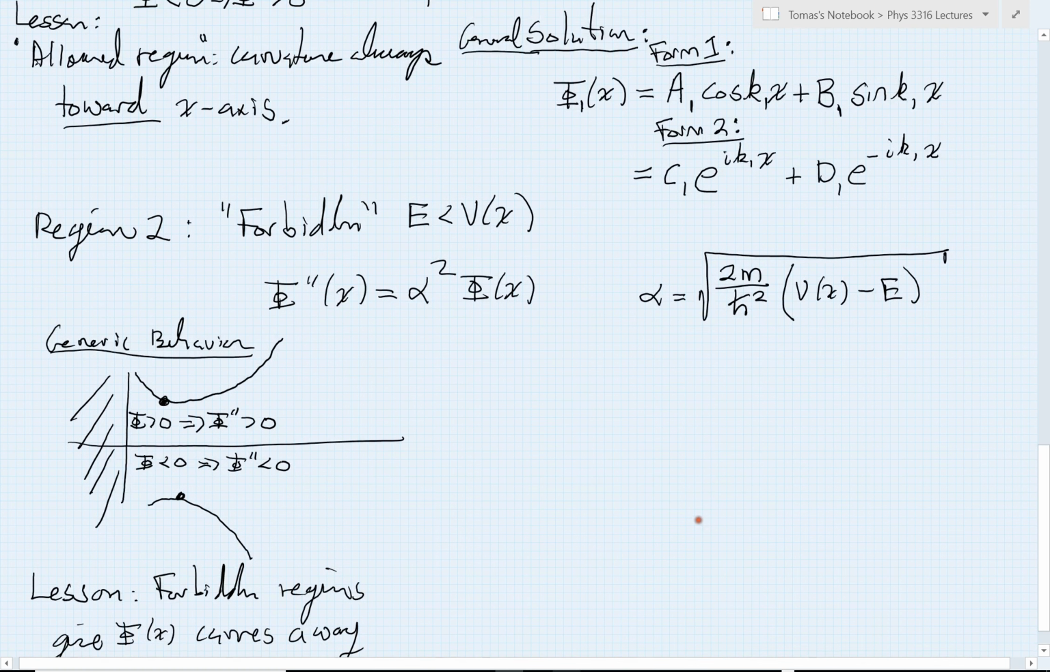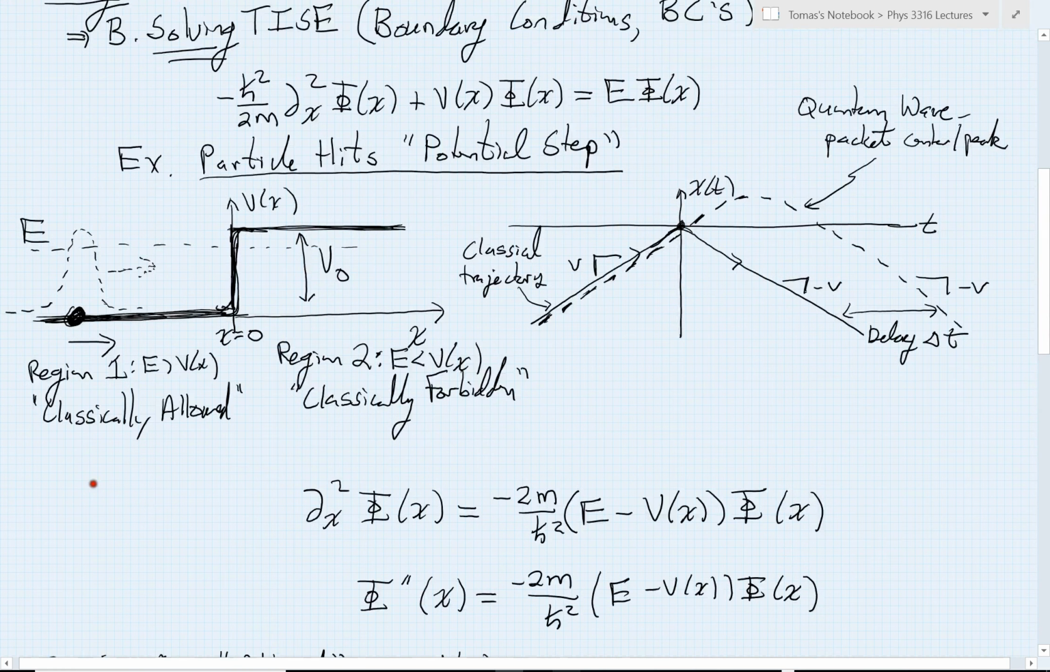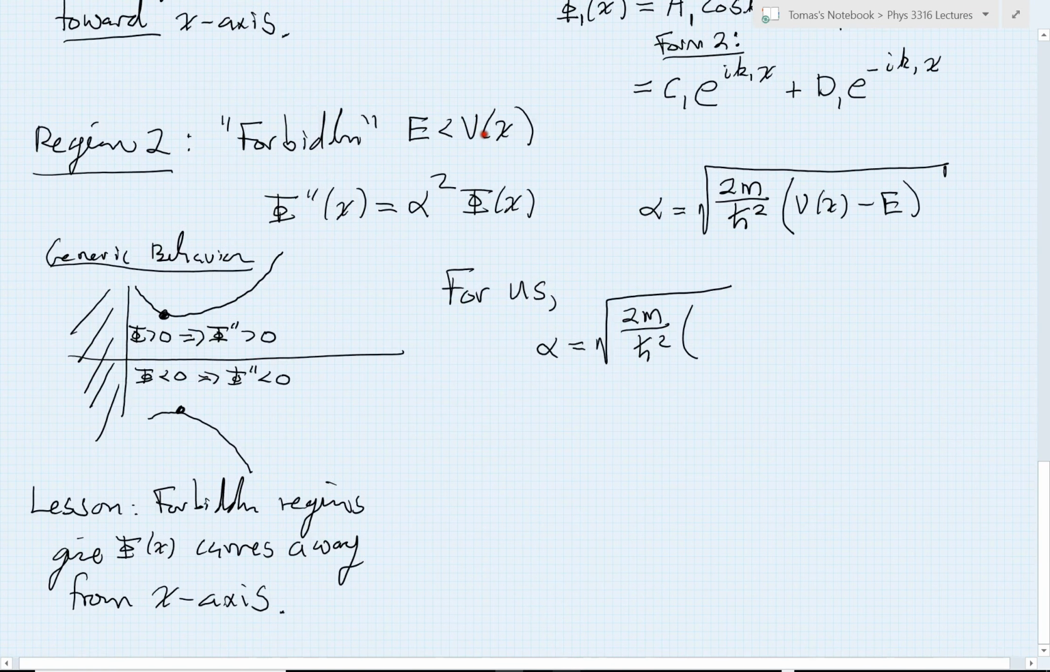Now, let's think about our specific case. So for us, in this particular problem we are solving, I can write down alpha. It's going to be the square root of 2m over h bar squared times now the potential V of x for region 2. When we go back up here and see, here's region 2. The potential in this region is this constant value V naught. So I can replace V of x with just V naught minus E, right?